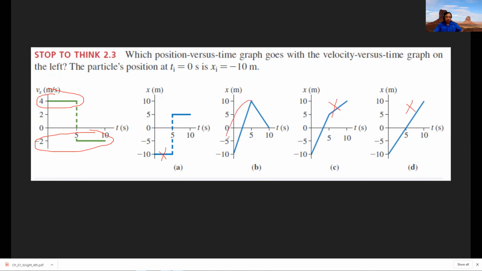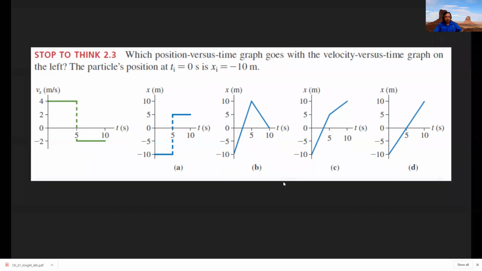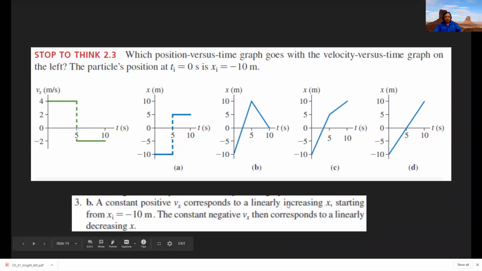This is a positive slope. If you get the value, final minus initial over the time interval, then this is a negative slope. You get the position final, which is 0, minus initial 10, and you get negative 2 there. So that is how to answer that, and the answer is letter B. A constant Vx corresponds to linearly increasing x starting from xi, the initial position, equal to negative 10 meters. In our case, we can use x naught. The constant negative Vx corresponds to a linearly decreasing x.